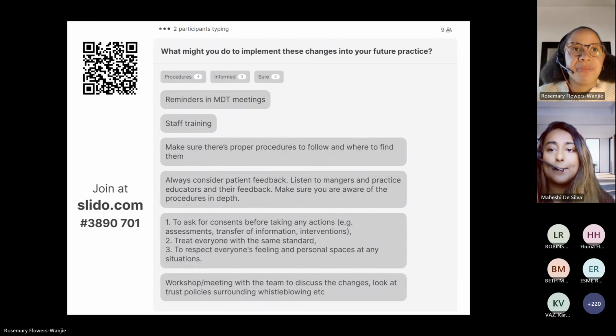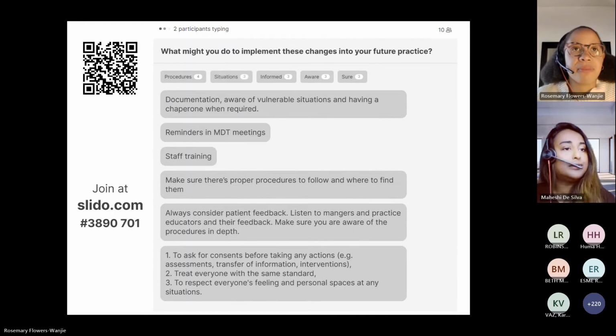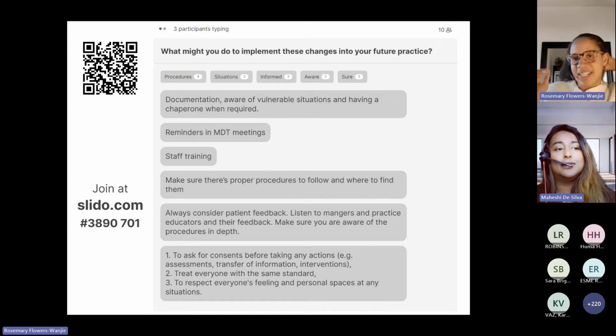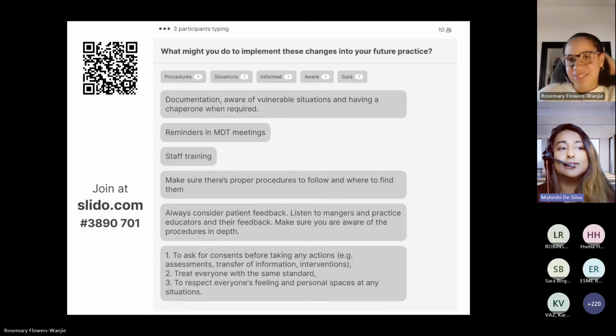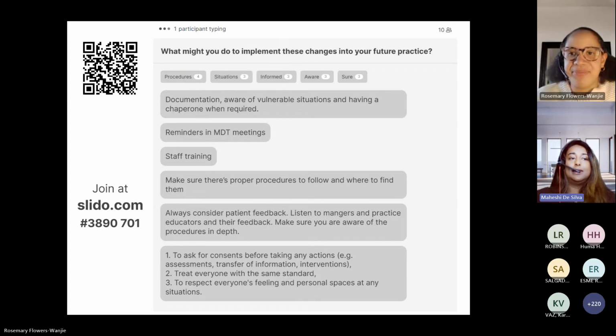Very good. I also love that. Go ahead, Maheshi. Yeah, just another one tying into the staff training, reminders in MDT meetings as well, making sure there's proper procedures to follow and where to find them.